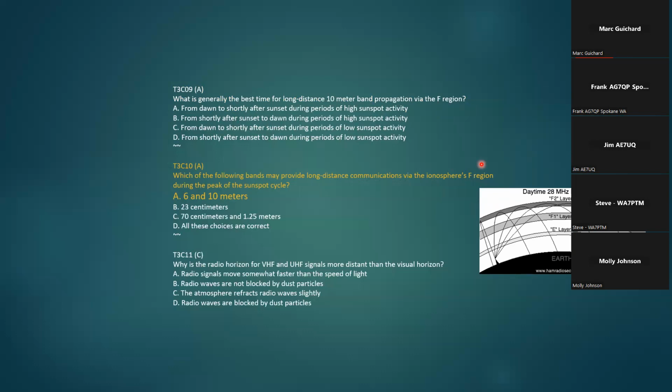C10, which of the following bands may provide long distance communications via the ionosphere's F region during the peaks of the sunspot cycle? And again, like the previous question, it's reflecting off the F layer of the ionosphere, and it's best on 6 and 10 meters. That's the frequency that actually refracts best off of those layers.